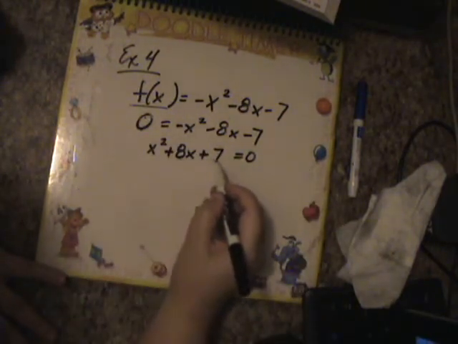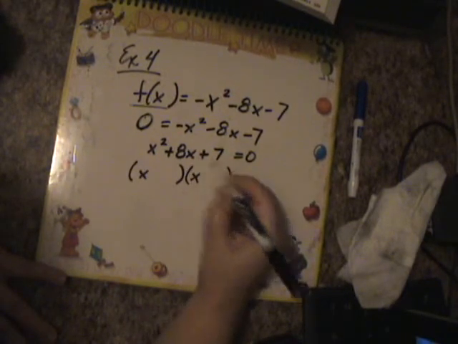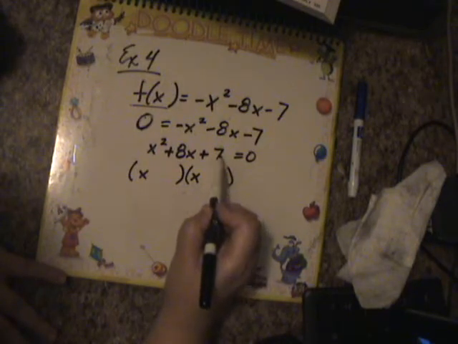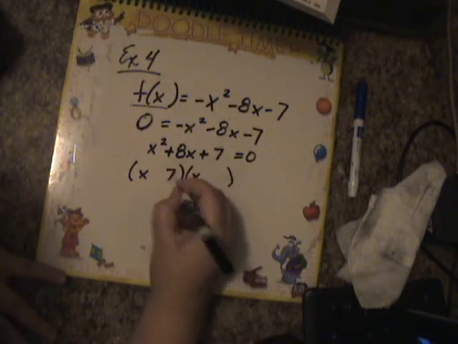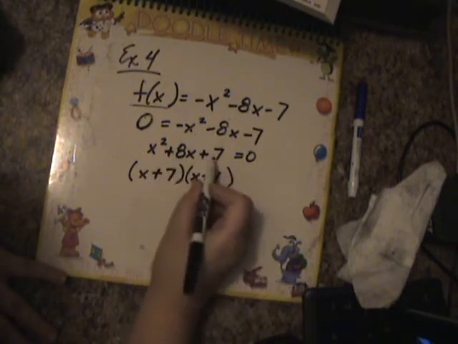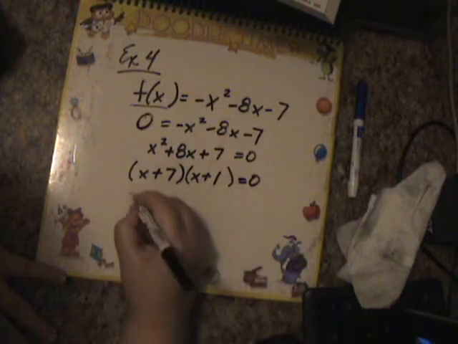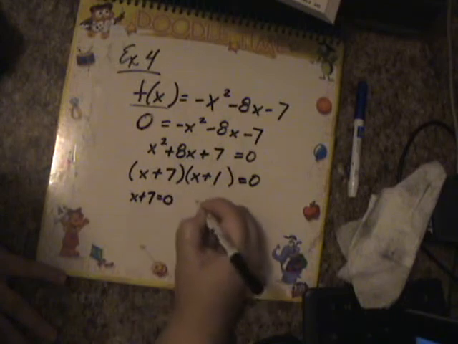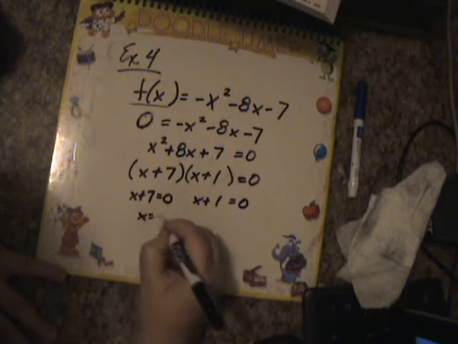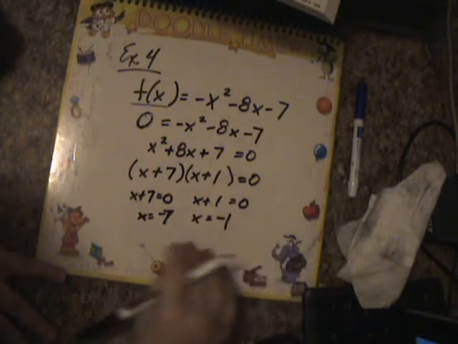Now I want to find factors of 7 that add to 8. So I go ahead and put in my x's and I say, well, 7 times 1 is equal to 7, and then 7 plus 1 equals 8. And then they're both positive because these two are positive. So x plus 7, x plus 1 equals 0. And then I say x plus 7 equals 0, x plus 1 equals 0. So from here, x equals negative 7, and x equals negative 1.